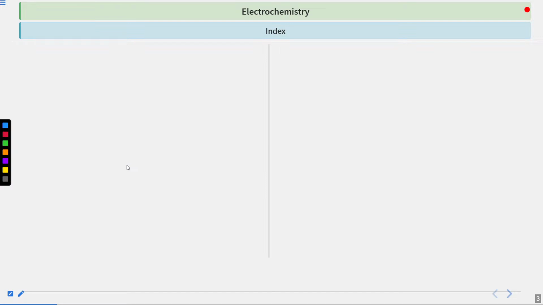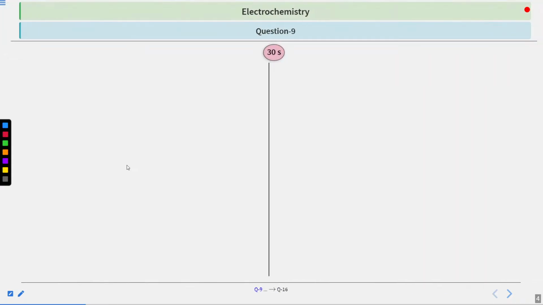So what are we going to do today? We'll practice some questions. There will be 8 questions and we shall move through the concepts that we have encountered today. Each question will give you 30 seconds to solve, so you can try and solve each of them. That would be very beneficial for you as well.